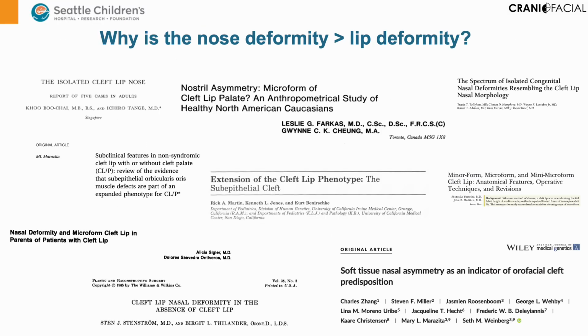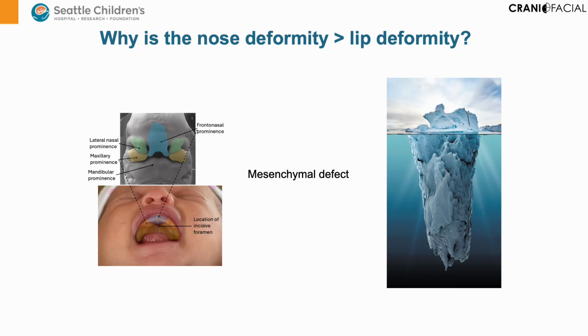One question that has been in the literature for decades is why sometimes the nose deformity seems to be greater than the lip deformity. The way I think of it is this. We know that it's a mesenchymal defect and a failure of mesenchymal penetration. So if we're looking from the outside, we're not seeing what's happening to the muscle and bone on the inside, and it's kind of like seeing the tip of the iceberg.